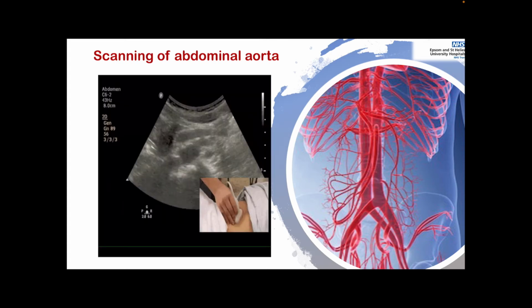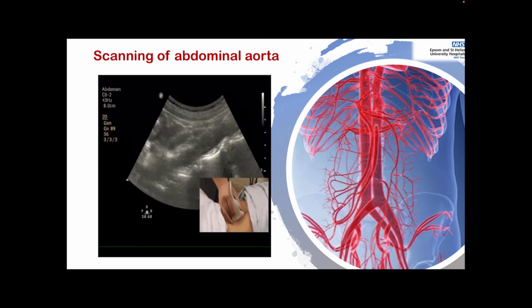Now after you finish the transverse section, or transverse axis, we go to the longitudinal axis. Here you can see the probe. Have a look at how we change the probe: we rotate it to make the probe marker face the cephalic end of the patient. There we go.